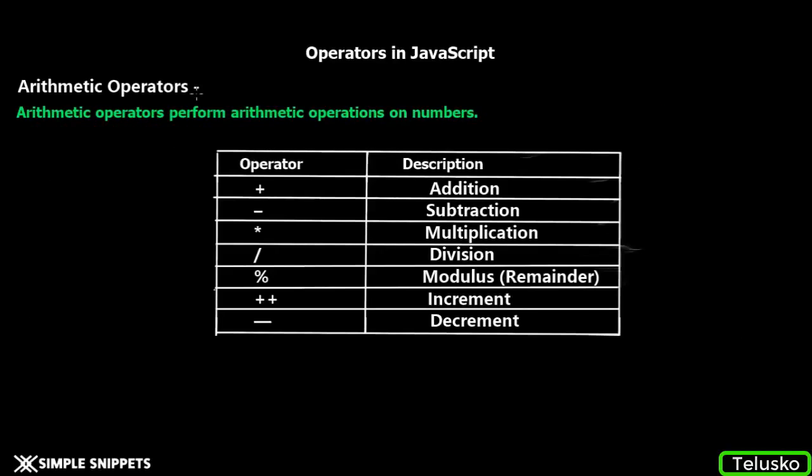Okay, so these are the arithmetic operators available in JavaScript. We have plus, minus, multiplication which is a star. Then we have division, modulus, increment and decrement. Okay, so these are used to perform arithmetic operations.